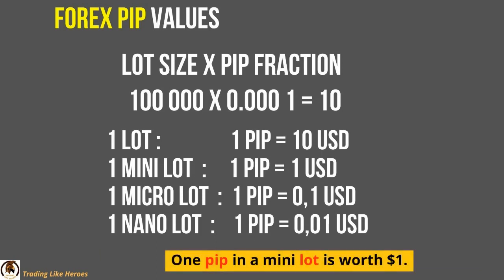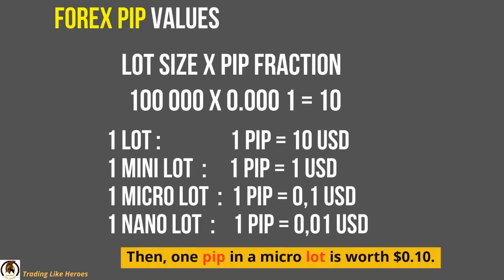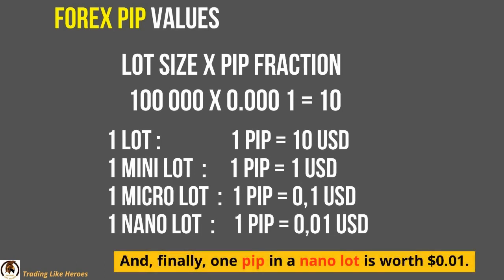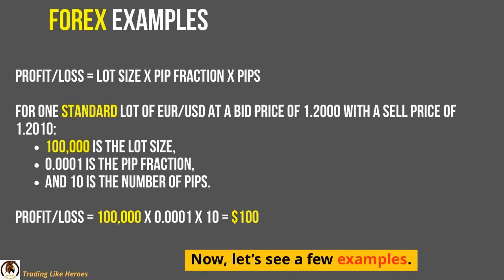1 pip in a mini lot is worth $1. Then, 1 pip in a micro lot is worth 10 cents. And, finally, 1 pip in a nano lot is worth 1 cent. Now, let's see a few examples.